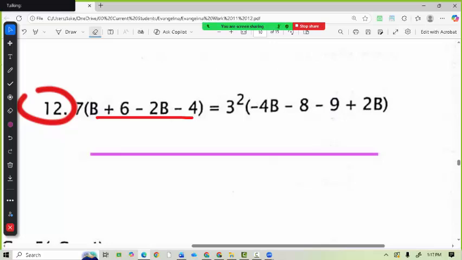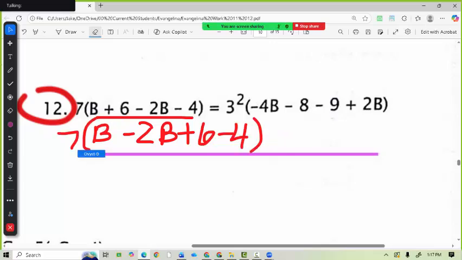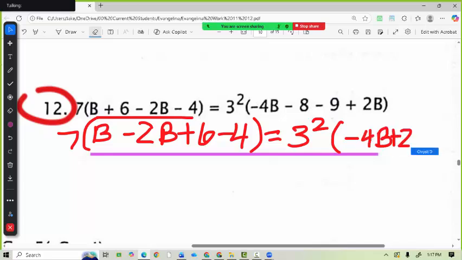Great. The G in great stands for group like terms together. So we're going to put the B and the negative 2B. And we have the 6 and the minus 4. We can copy the rest of it. 3 squared. And then over here, we're going to group our like terms together in there. Negative 4B plus 2B. Take away 8, take away 9.